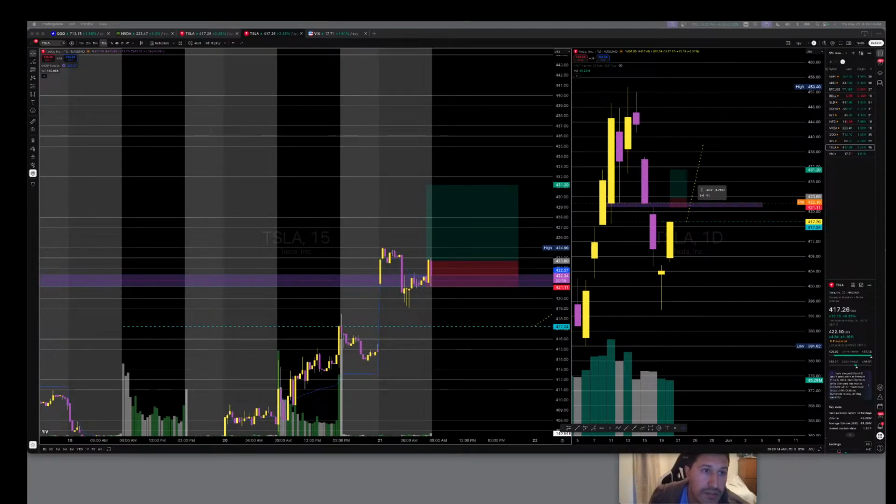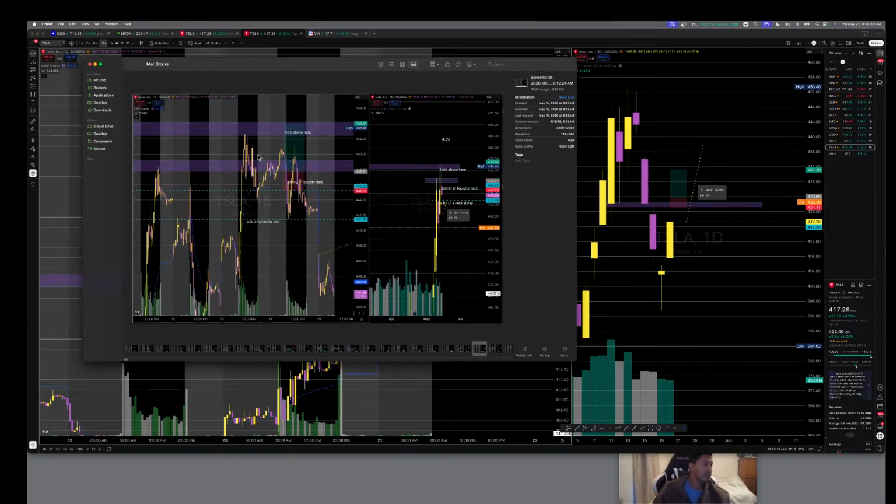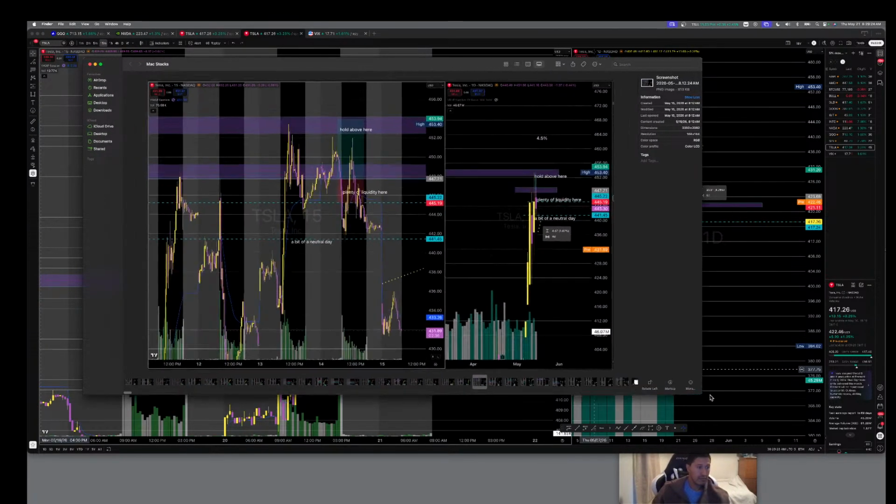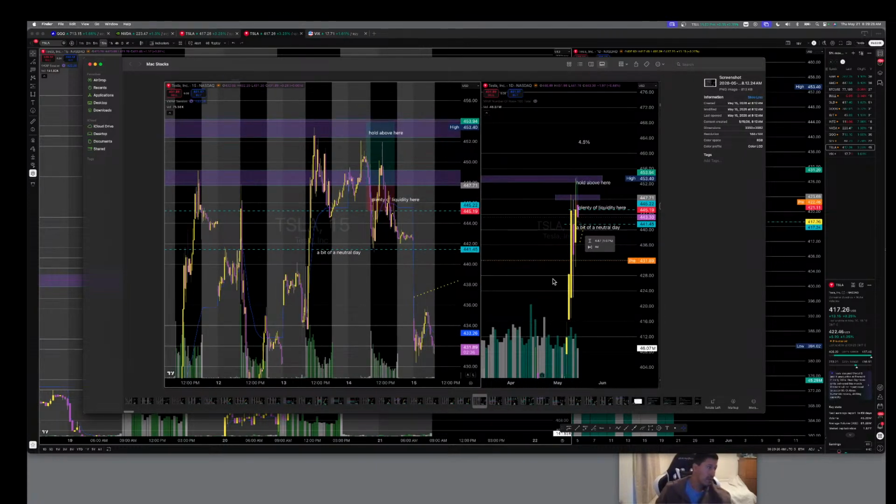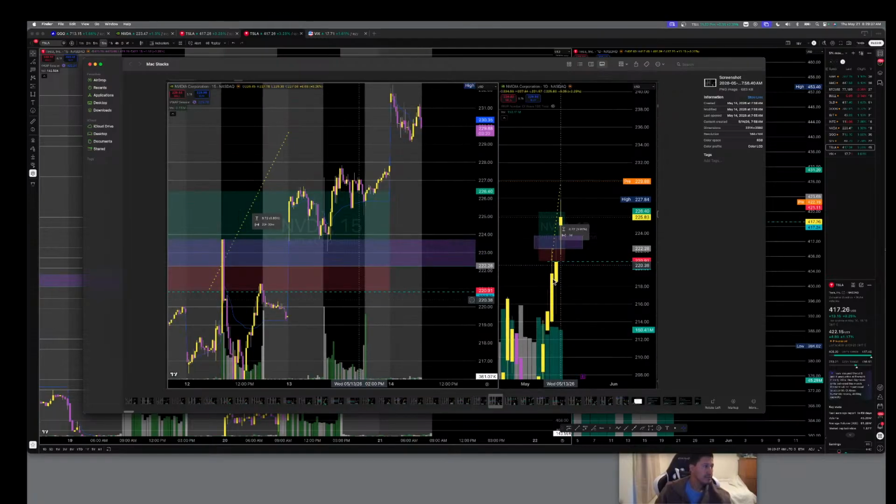For fun, let's look at some prior screenshots. Open at the top, hold above, blah blah blah, above here, put it here, put it over neutral day. This one opened higher, was all-time highs, grabbed some liquidity down here, I guess, and then went higher.